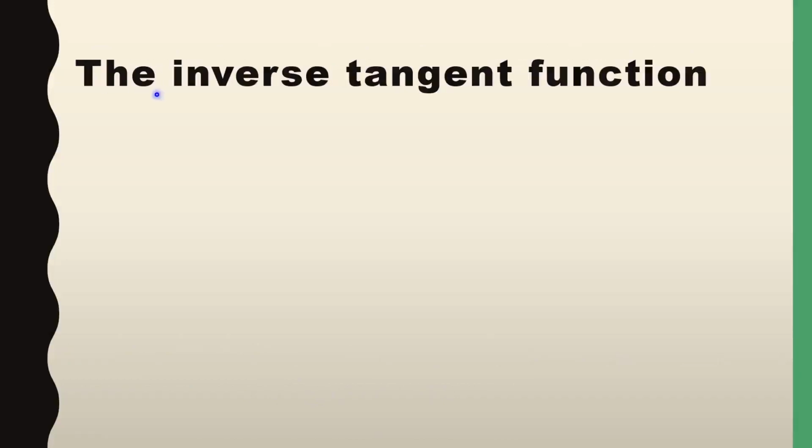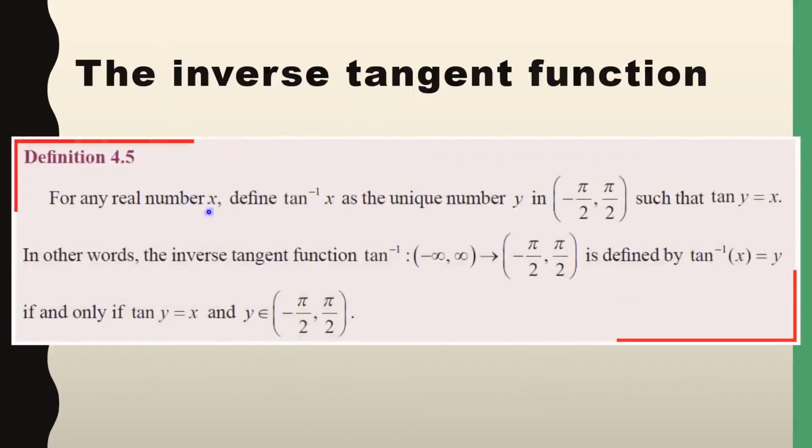Next we are going to see the inverse tangent function definition. Let us see this. For any real number x, define tan inverse of x as the unique number y. That is, for tan inverse of x we get only one answer, in the open interval minus pi by 2 comma pi by 2, such that tan y equal to x. In other words, the inverse tangent function tan inverse goes from minus infinity to infinity to the open interval minus pi by 2 comma pi by 2.